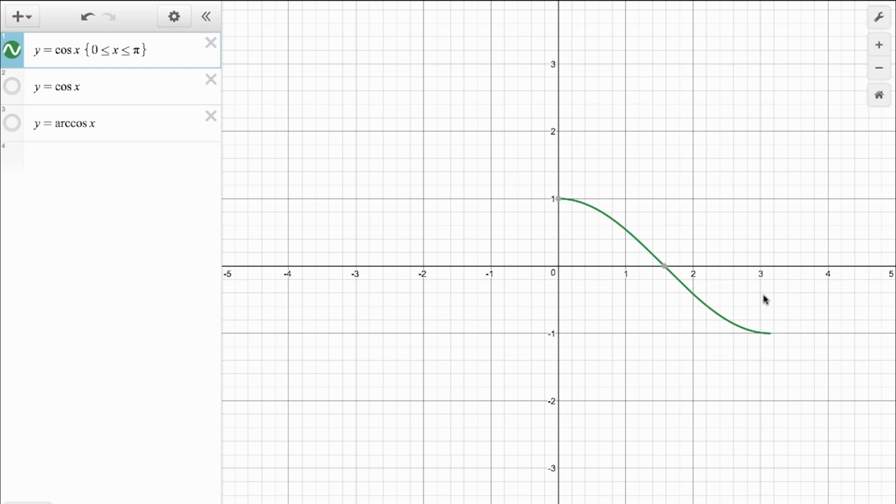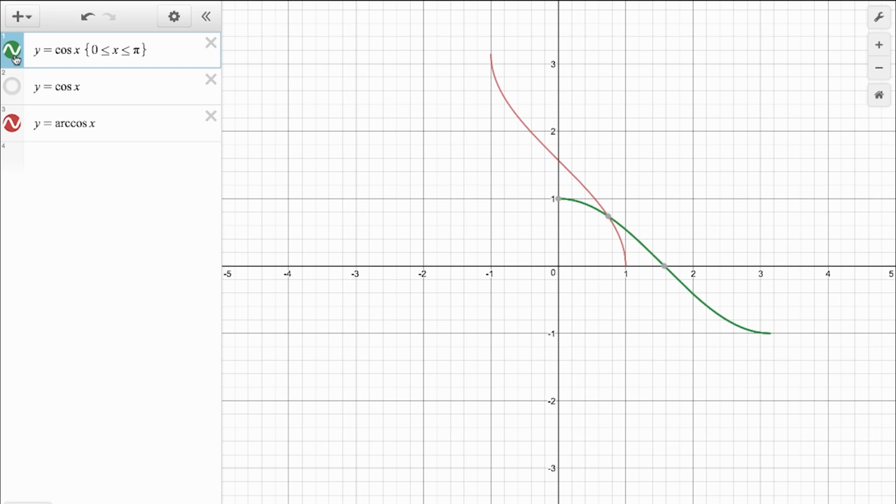So this is your point (0, 1), and then this is your point, if you look at it, 3.14, that's pi, and -1, okay? And then I'm going to go ahead and graph the inverse function, or reflect this over the line y equals x. If I do that, I get this function, okay?